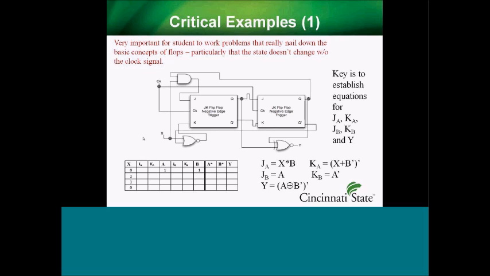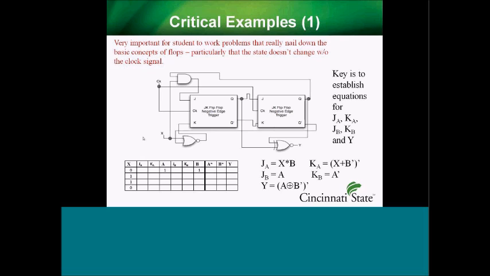Now, one thing you'll notice is that J is hooked to Q from the first to second stage, and K is hooked to Q prime. That means at the second flop, J and K are inverses of each other, and that is a D flop. So the first one is actually a legitimate J-K flop. The second one is actually a D flop because the two inputs are inverted.